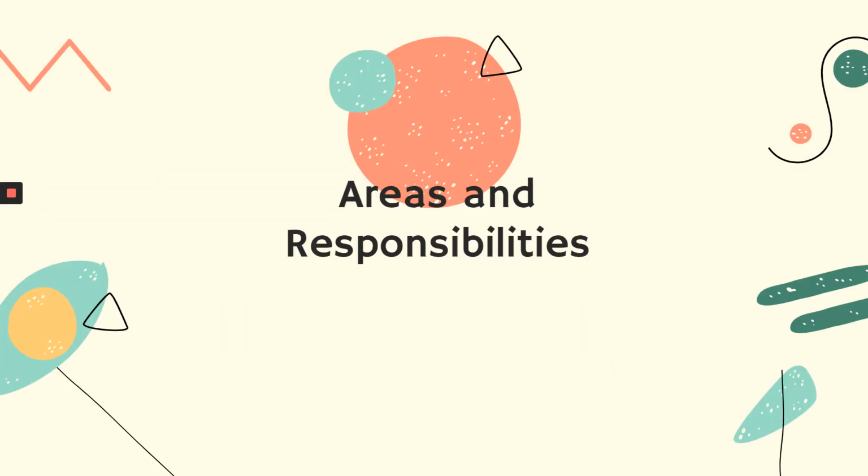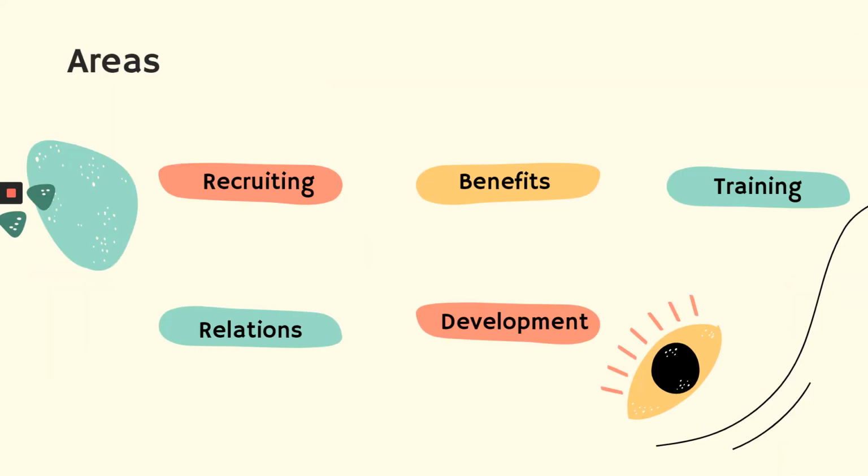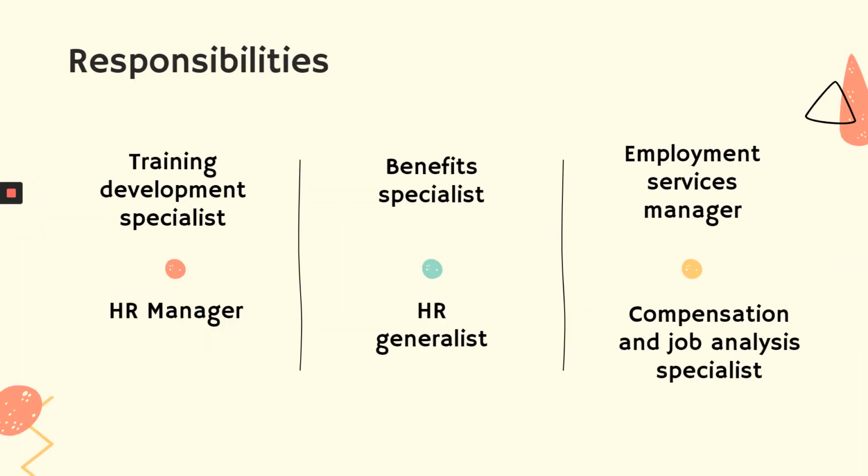Now I will present you the areas and responsibilities of the HR department. The HR management is focused on a number of major areas, which are recruiting and staffing, compensation and benefits, training and learning, labor and employer relations, and organization development. As the HR has many areas, it is common for the professionals to have knowledge and skills in more than one area.